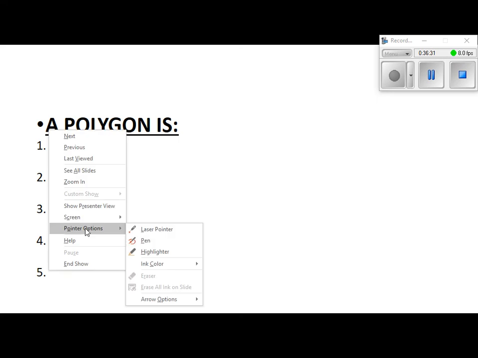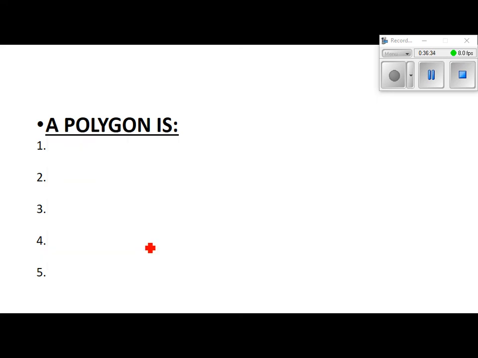Oh, I found it. Find this on your notes. What makes something a polygon? We're going to put down 5 things here. Segments that connect.